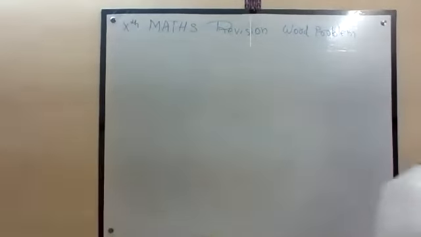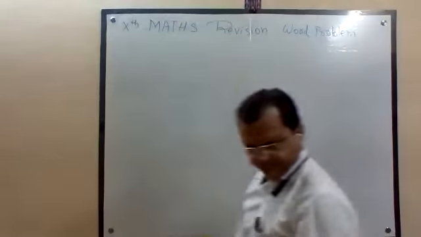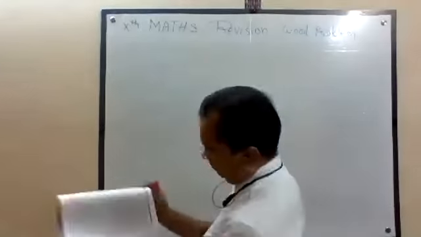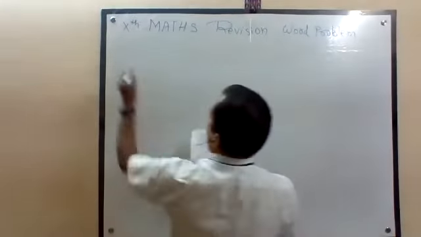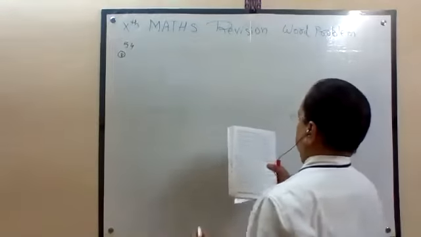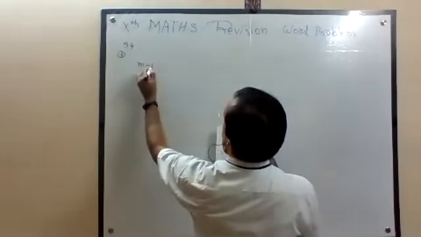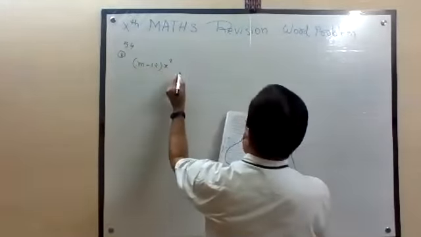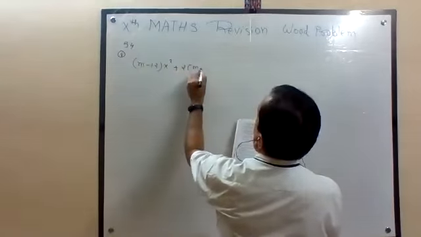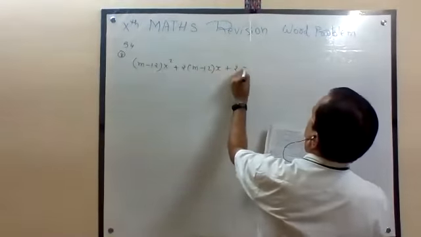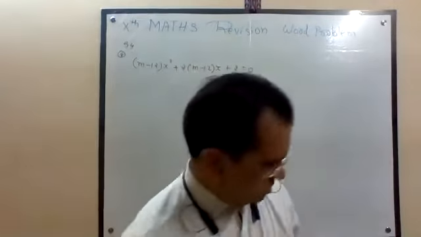One very good question. Page number 54. It's the question: (m minus 12)x square plus 2(m minus 12)x plus 2 is equal to 0.